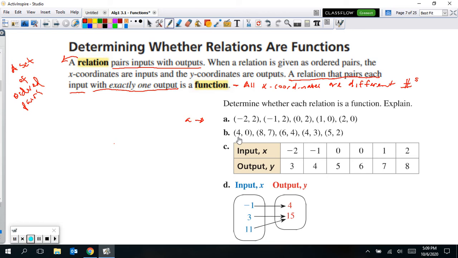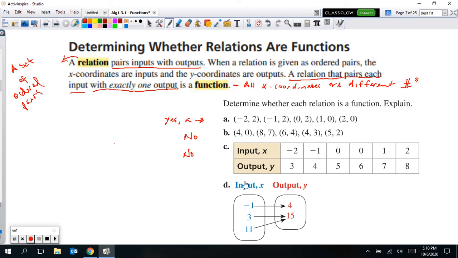Look at B. So 4, 8, 6, 4 again. Because we got 4 twice, the x coordinates are not all different numbers. So B would be no, not a function. A is yes. Look at C. Look at all the inputs, which are up on top here. We have -2, -1, and there are 2 zeros right there. Zero is there twice, zero with 5, zero with 6. That's also no. C is not a function. It's a relation, but it's not a function.